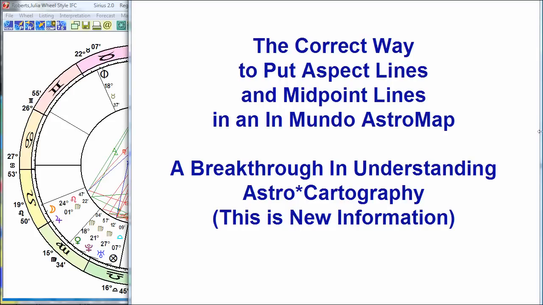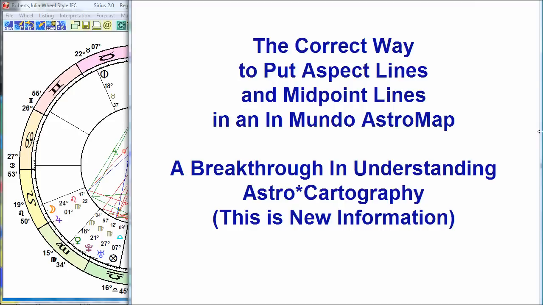Why is it important? Because we use AstroMaps a lot. Many of us astrologers use AstroMaps. Many of us like to put aspect lines in the AstroMap. But there are problems and issues when you try to do it in Mundo. No problems and issues when you do it in Zodiac longitude, but when you do it in Mundo, there are questions about how to do it, whether you can really even do it.